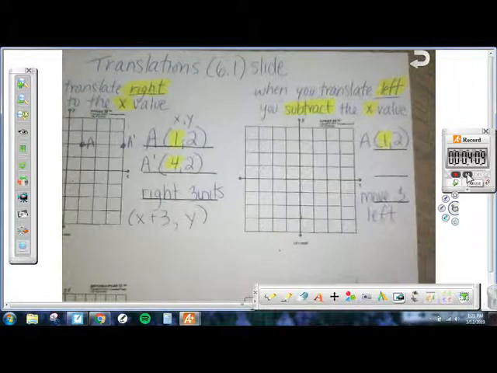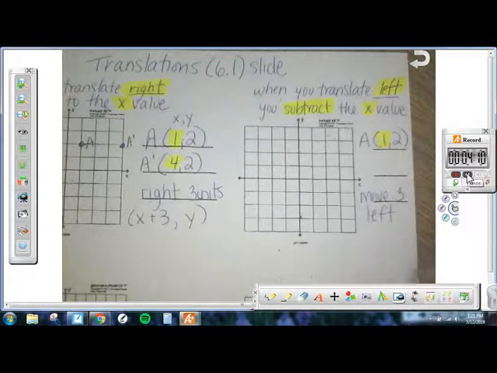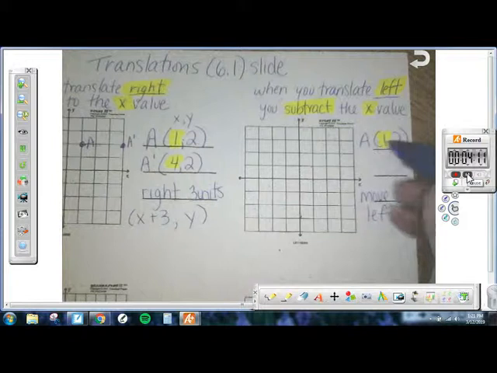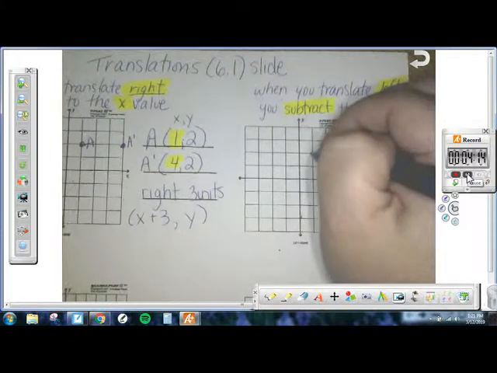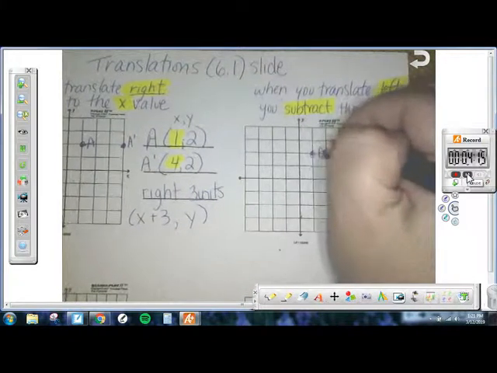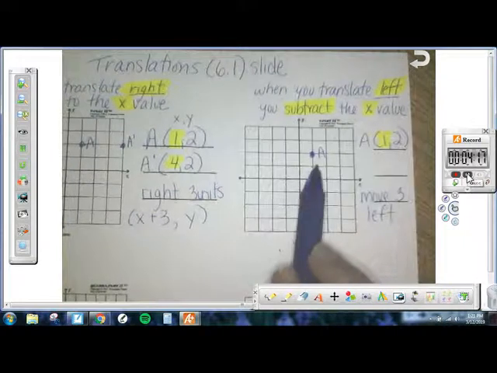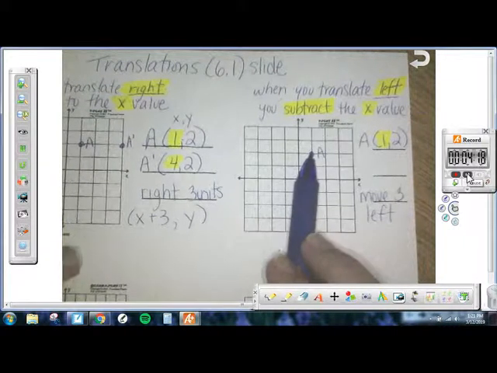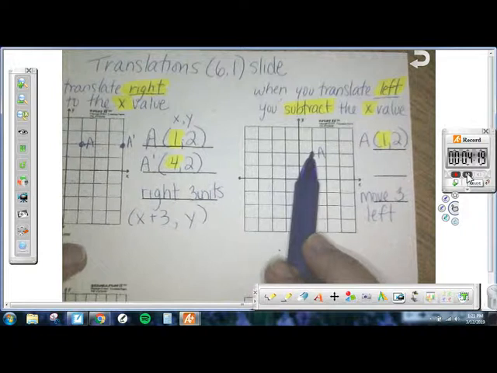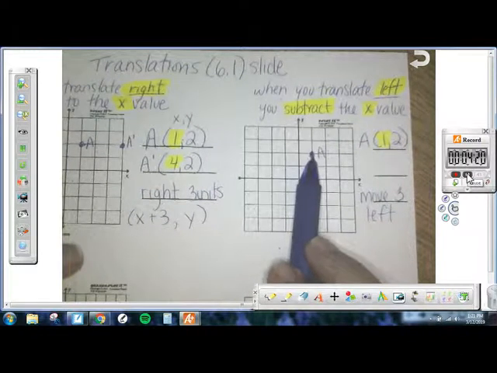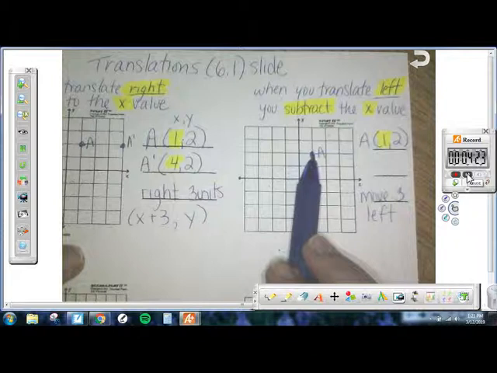The ordered pair for B prime is 2, negative 3. Again, we went down, so the x stayed 2, but our y went down 5. So if we write it algebraically, Amreen? X, y minus 5 is correct. Nice job.